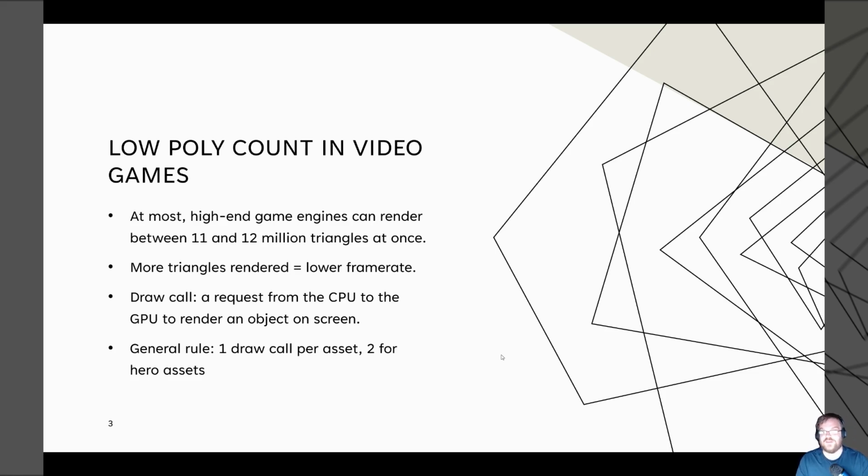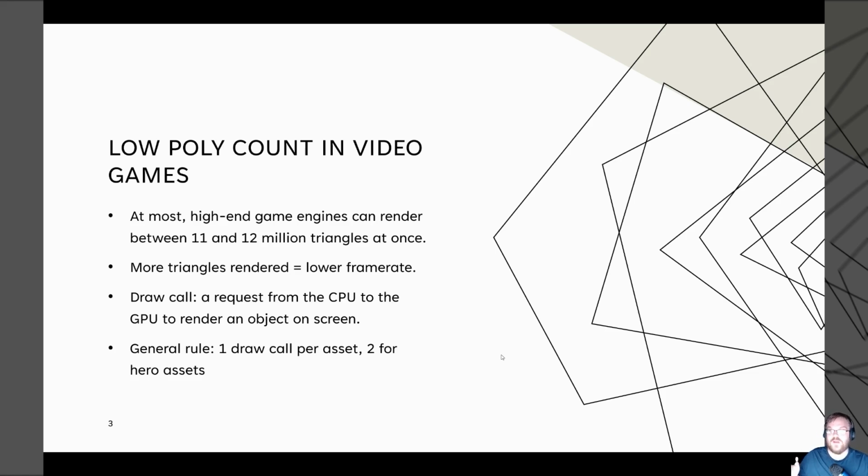At most, high-end game engines can render between 11 and 12 million triangles at one time. So any single frame on screen in a video game can max out between 11 and 12 million for the entire scene. That includes all of your background objects, all of your characters, hero assets, and also your scenery and landscape. The more triangles that are in a screen or in a scene at one time will reduce your frame rate and make it more difficult for lower end systems to be able to run efficiently.